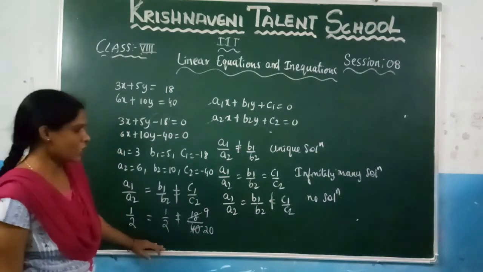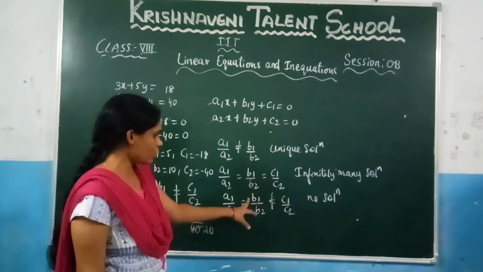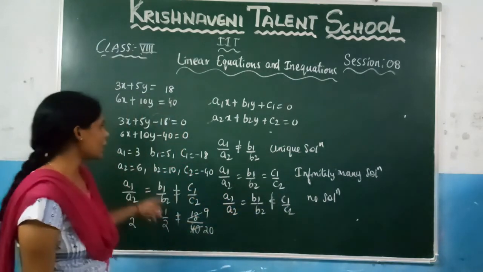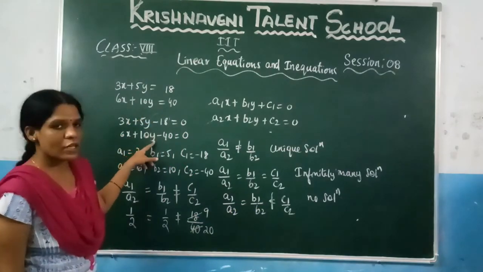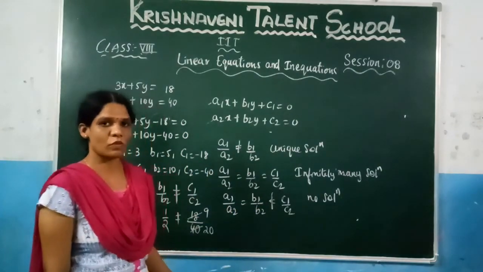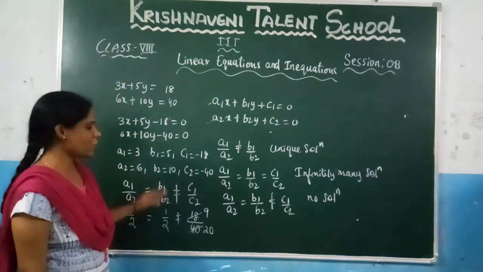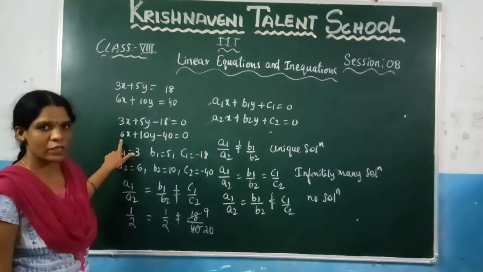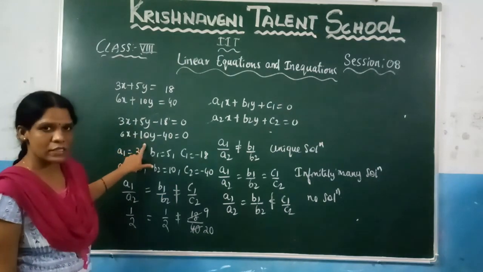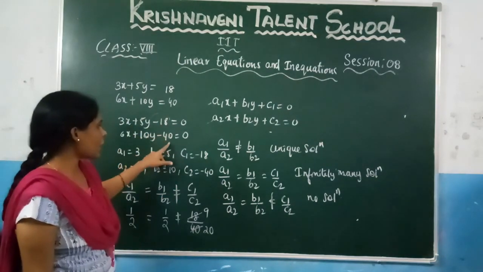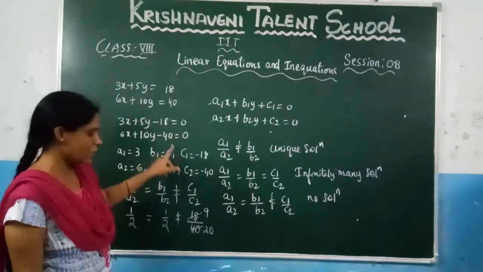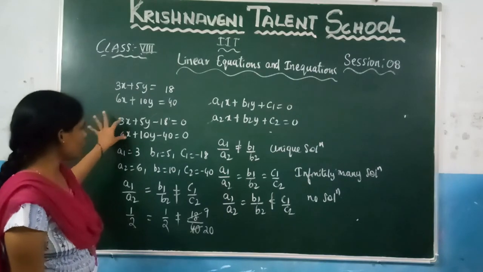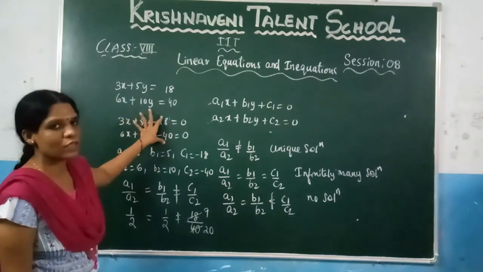What is the condition here? It is satisfied: a1 by a2 is equal to b1 by b2 is not equal to c1 by c2. So we can say that these equations do not have any solution. So if you want to find the solution, you need to check the coefficient ratios. That is a1 by a2, which is 1 by 2, 5 by 10, again it is 1 by 2, and minus 18 by minus 40, which is nothing but 9 by 20. Clearly what we got here is a1 by a2 is equal to b1 by b2 is not equal to c1 by c2.